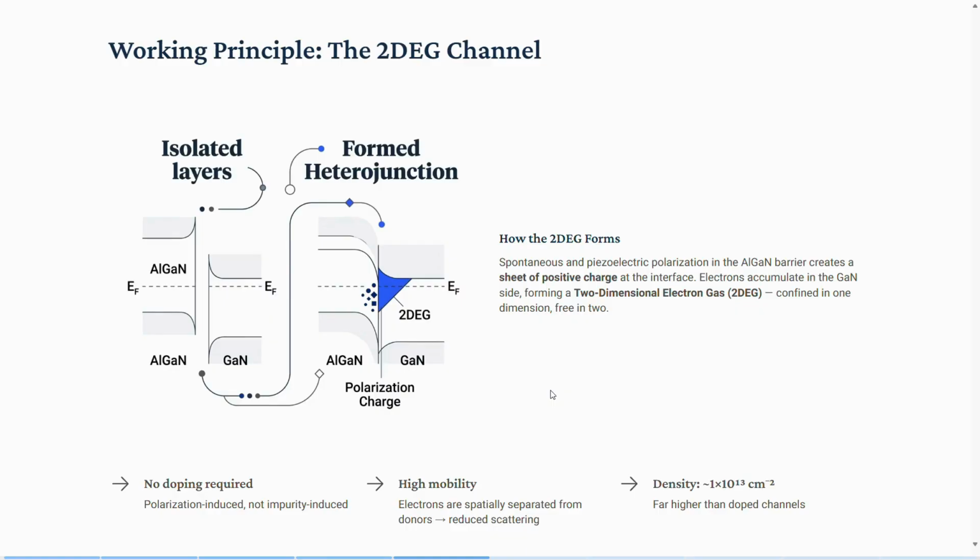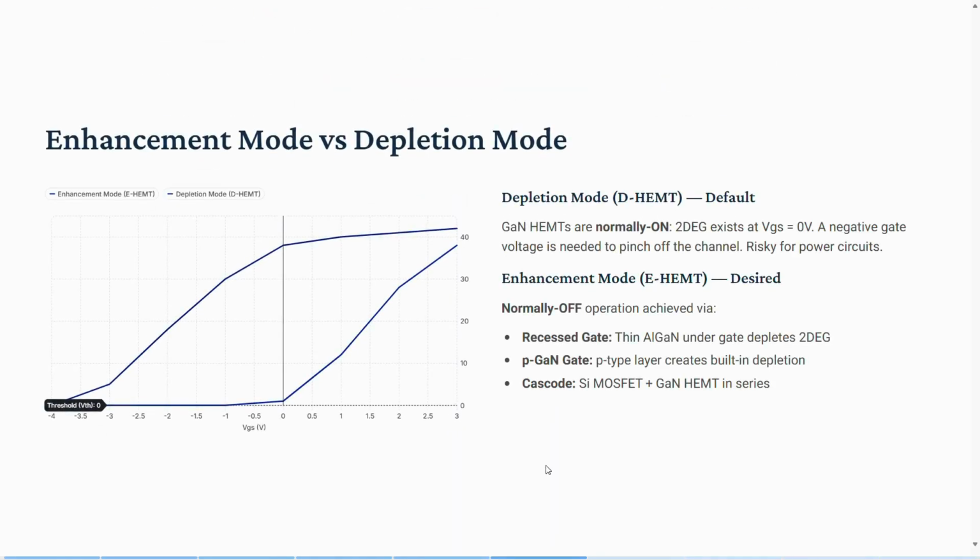Enhancement mode versus depletion mode. By default, GaN HEMTs are depletion mode devices, meaning they are normally on devices. This is because the 2DEG channel already exists even when the gate voltage is 0. To turn the device off, we apply a negative gate voltage which depletes the channel. However, in real-world applications, especially in power electronics, we prefer enhancement mode devices which are normally off. This ensures safety and prevents accidental current flow. Enhancement mode can be achieved using techniques like P-GaN gate and gate recess.